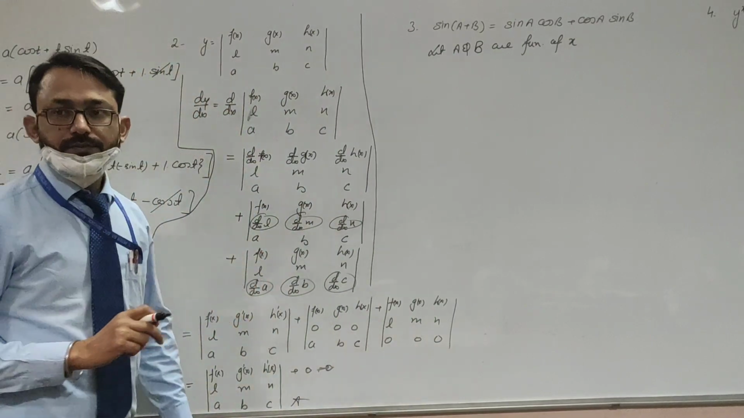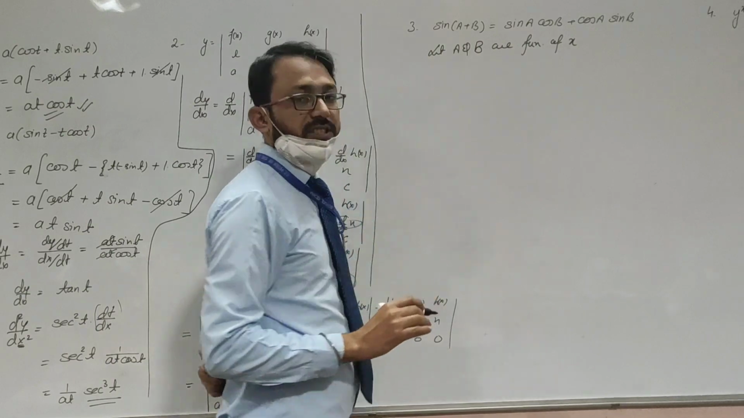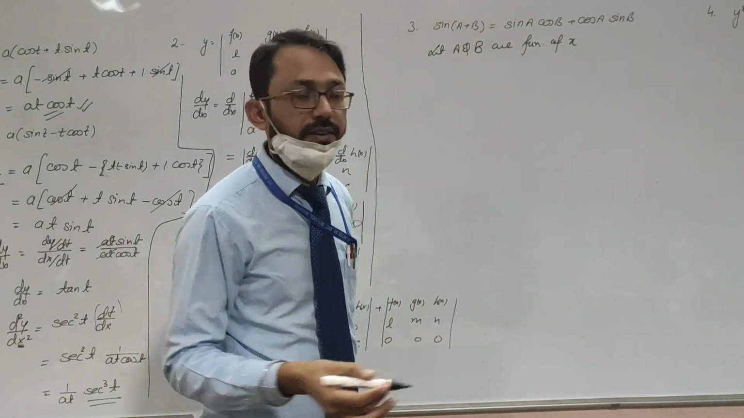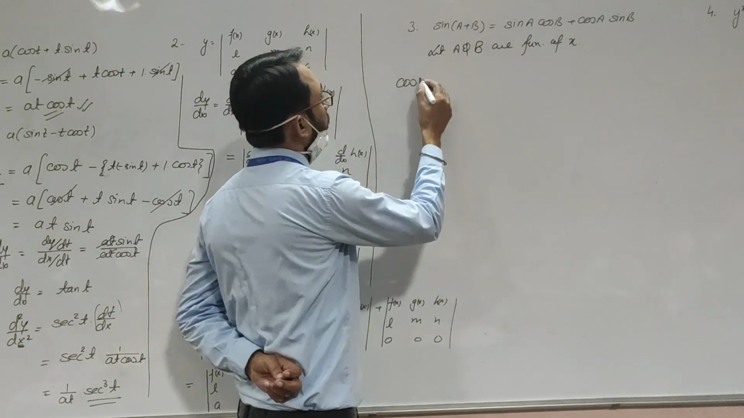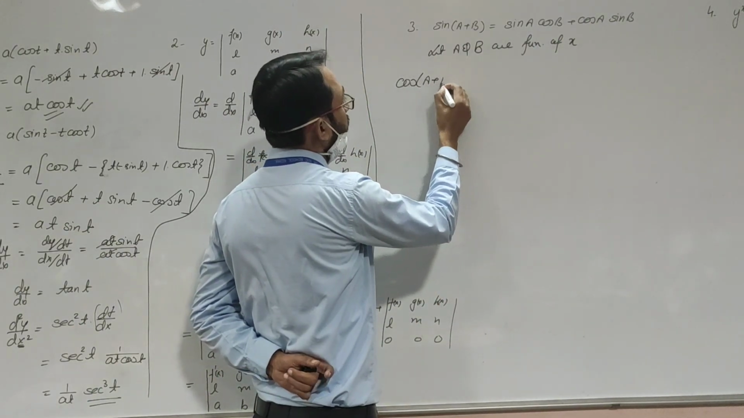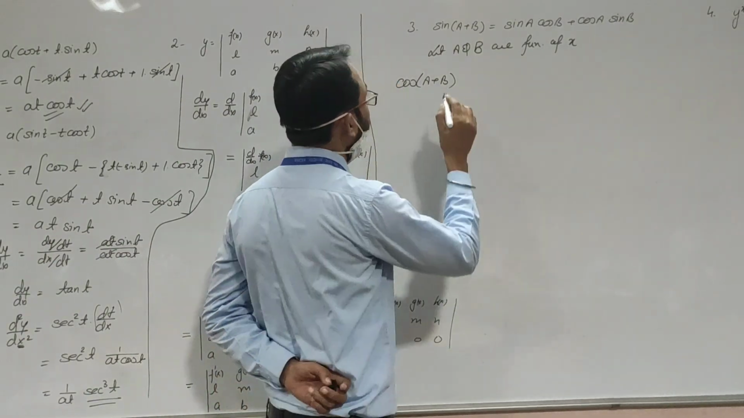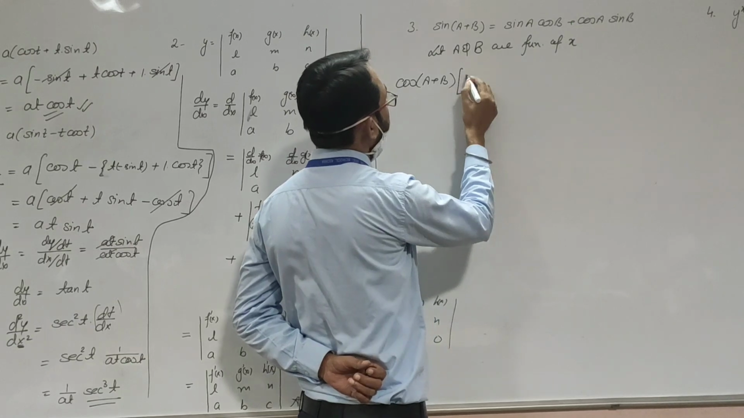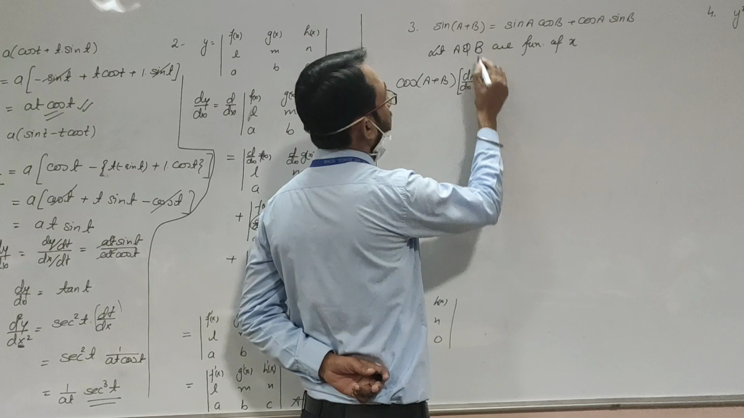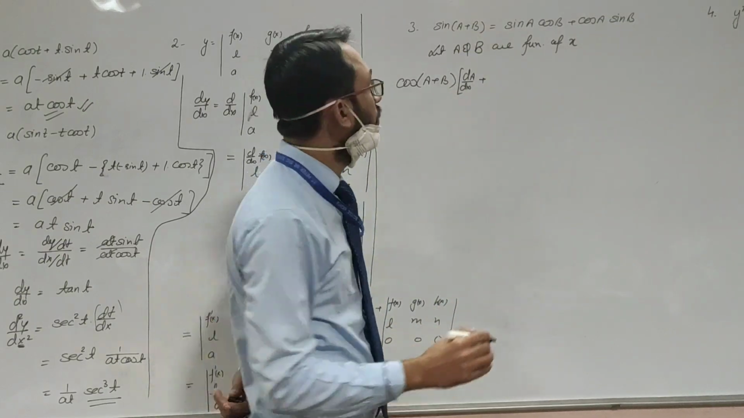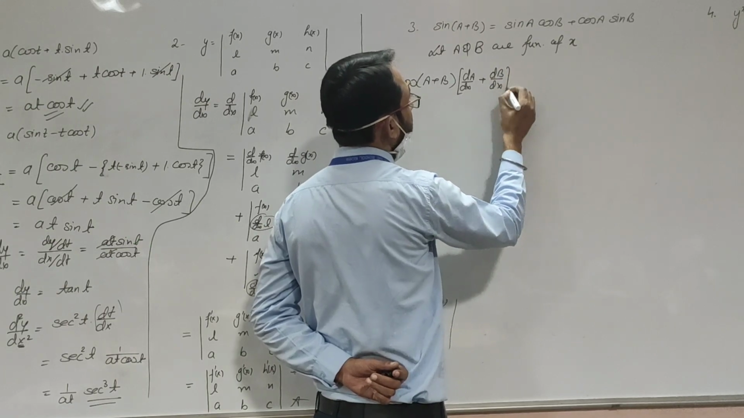So we are going to differentiate sin(A+B). It will be cos(A+B), times the differentiation of A+B, which is dA/dx plus dB/dx, equals to.